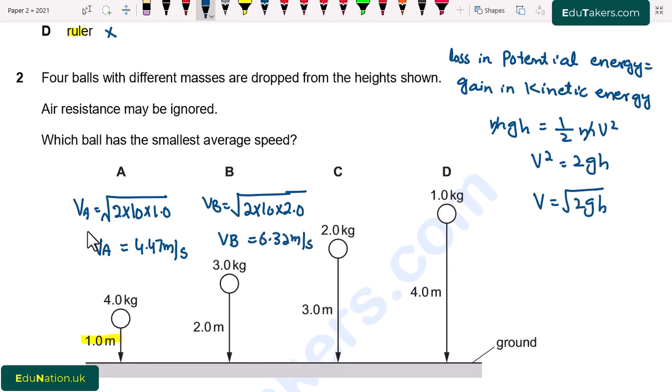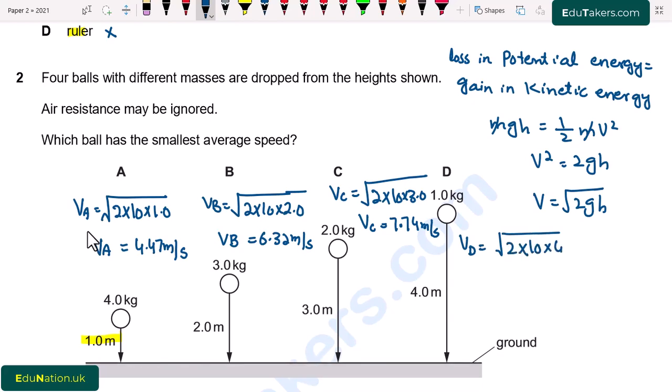For ball C, speed will be VC, square root of 2 multiplied by 10 and height is 3.0. So VC will be equal to 7.74 meter per second. For ball D, I write here VD is equal to square root 2 multiplied by 10 and height is 4.0. So VD will be equal to 8.94 meter per second.